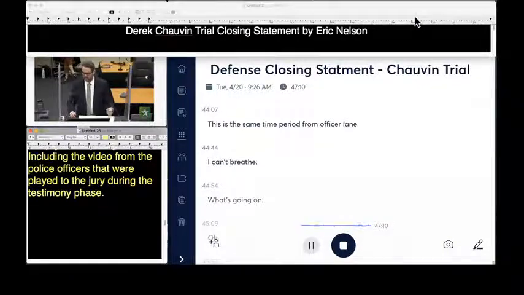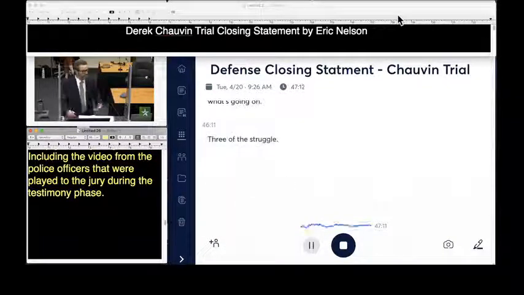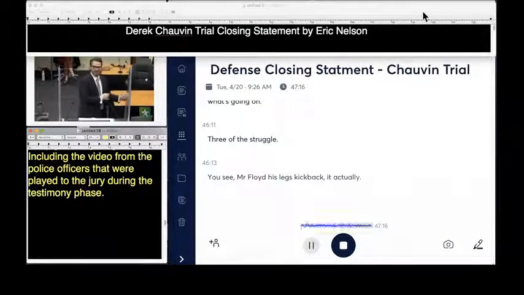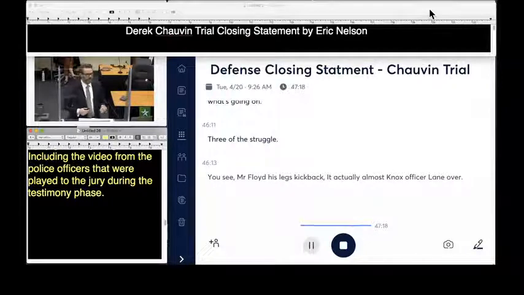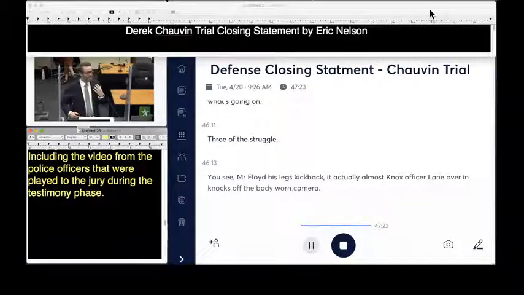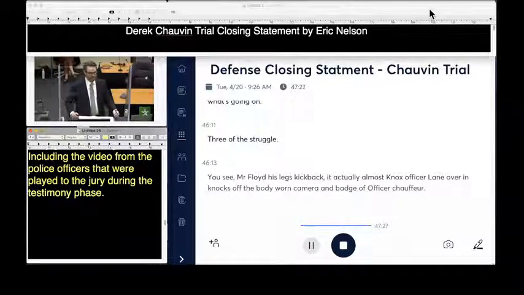Of the struggle. You can see at points when Mr. Floyd's legs kick back, it actually almost knocks Officer Lane over. Right? It knocks off the body-worn camera and the badge of Officer Chauvin in this struggle.